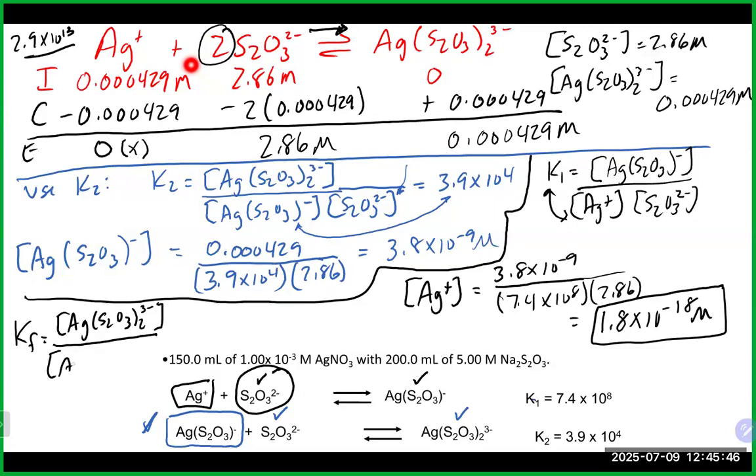Divided by my silver and my S2O3 2 minus. Here I would need to square it, because I am now using this equation, the overall equation at this point, and obviously our overall K value that we found on the first page. So that would equal our 2.9 times 10 to the 13. We then can put it in there. So I think I'll flip it around there.